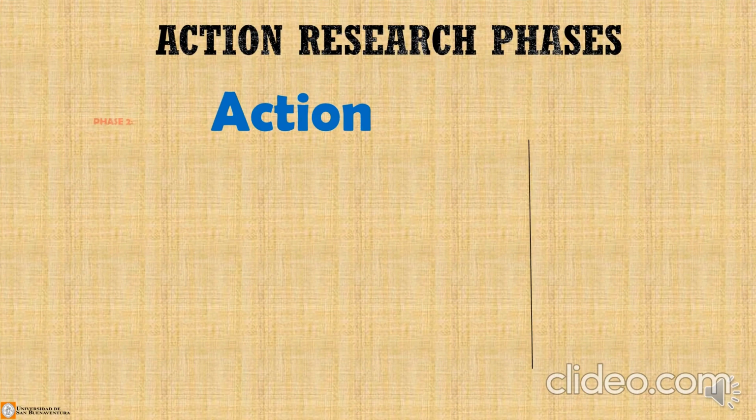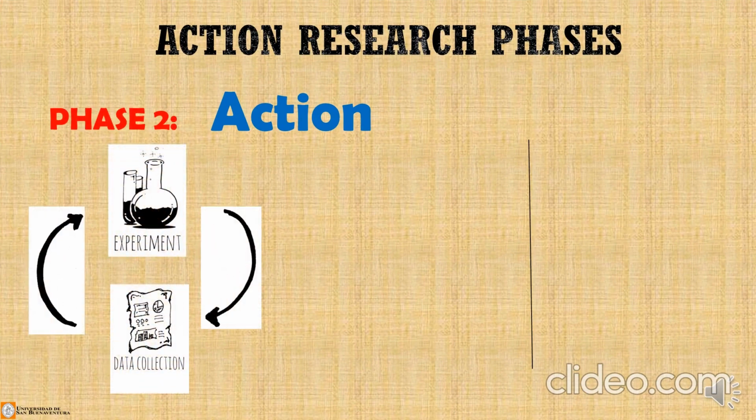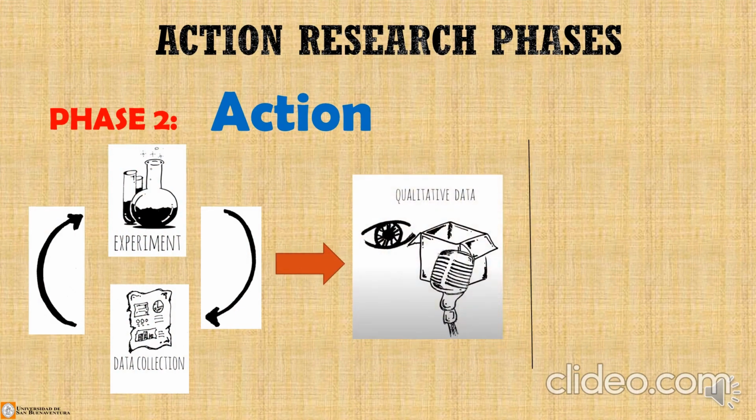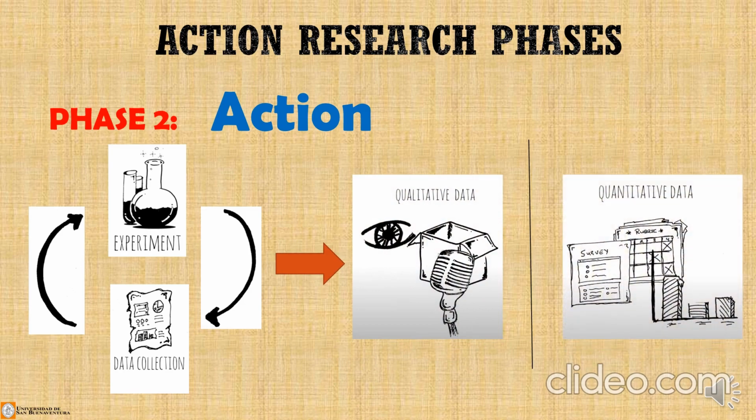Phase number 2. This is where we engage in multiple cycles of experimentation and data collection. Our data collection might include qualitative data, like observations, artifacts, and interviews, or quantitative data, like rubric scores, surveys, or achievement data.